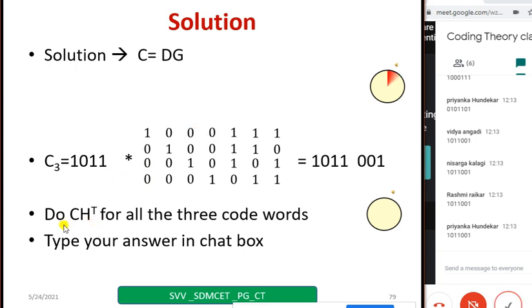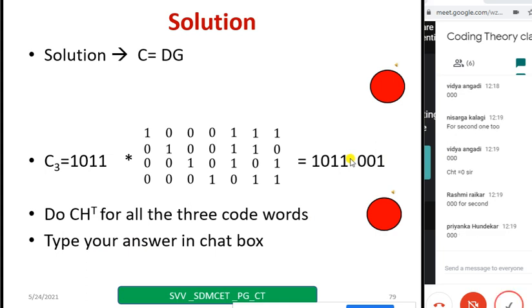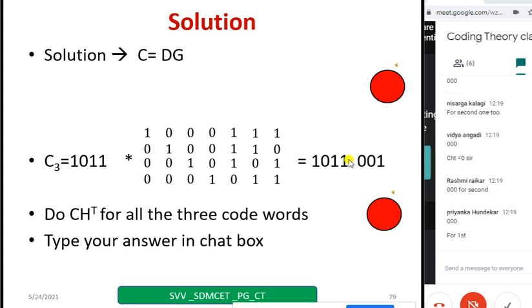Now what I want is do CH transpose for all the three code words and type your answer in the chat box. Remember, for all the three you are supposed to get 000. Why? All the three are valid code words. You have taken a valid code word and you are doing a CH transpose. All of us know CH transpose should be equal to 0. C only we are taking as a R. So therefore CH transpose for all the three should be equal to 0, and most of you got 0 only. It's good.